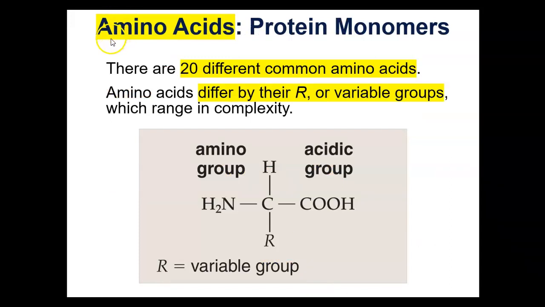Okay, so the building blocks or the monomers of proteins are amino acids. There are 20 different common amino acids, and they're all the same except for their R group. Their R group is the variable part that makes each amino acid different. So there are 20 different amino acids. That means there's 20 different R groups. But each amino acid consists of a central carbon bonded to a hydrogen, bonded to an amino group, which is NH2, and an acidic group, which is COOH.